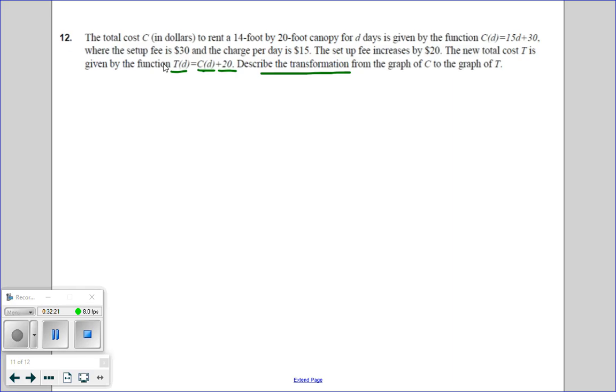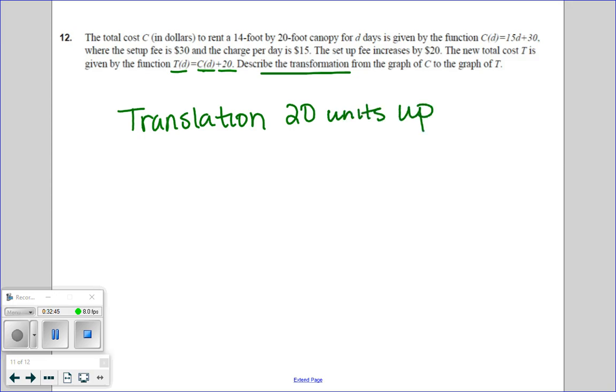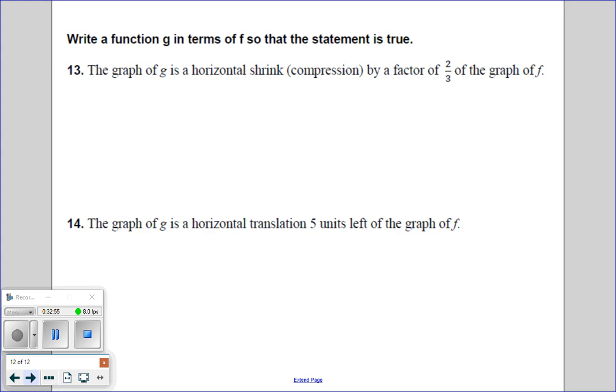So what does that plus 20 do? It just translates the whole thing 20 units up, right? Okay, so for this one with that plus 20 on the outside, we would just describe this as a translation 20 units up. And I really should say a vertical translation. Translation 20 units up.